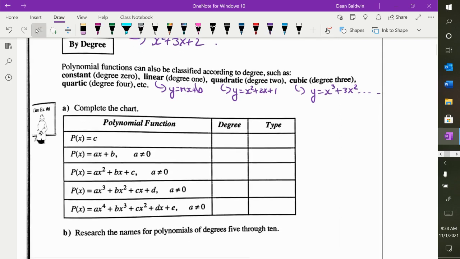So, for example, it's a little easier if you have this visual here. So the first one is, what's the degree of this first polynomial in this table here? Nope.